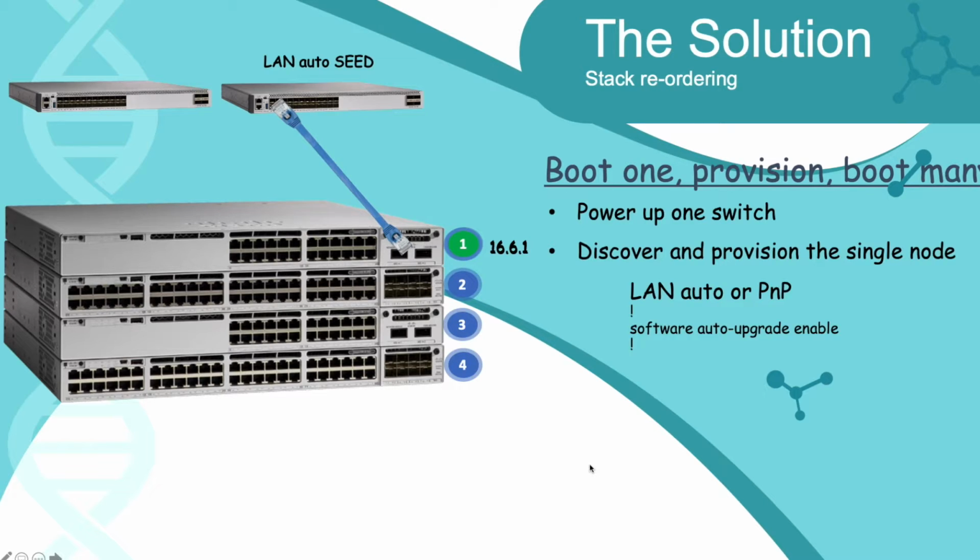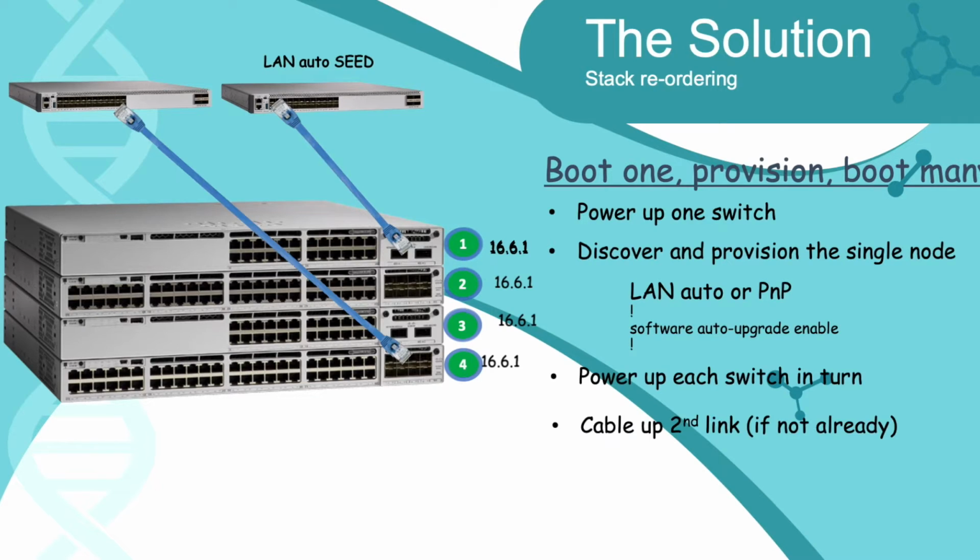And part of that, we can push down this software auto upgrade enable command. So in the active provisioning, we have a custom CLI template. Done. Then what do we do? Then we just simply go and power each switch up in turn. And assuming they're on a different version of code, they will then go and download that version of code to the device. And that solves your version mismatch issue. And it also puts the stacks in the right order, provided you've booted them up in a top-down approach.